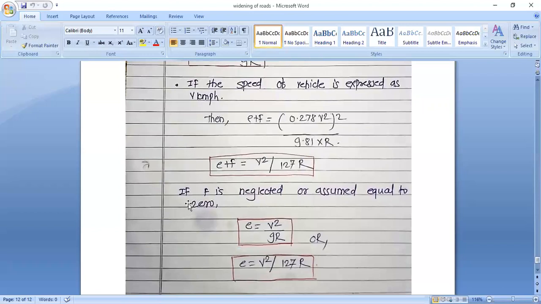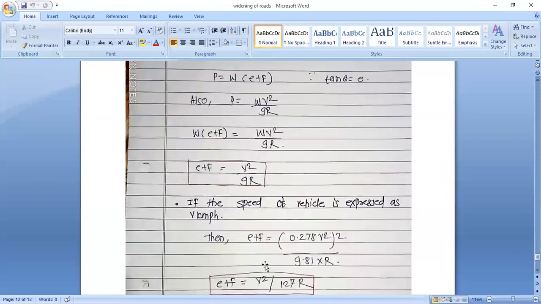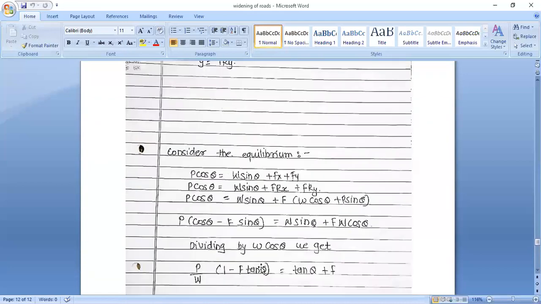And in the second condition, if F is neglected or assumed to be equal to 0, that is there is no coefficient of friction, F is equal to 0, then the value of superelevation E is equal to V square upon G into R, or E is equal to V square divided by 127 into R. Hope you all get how to calculate the super elevation.